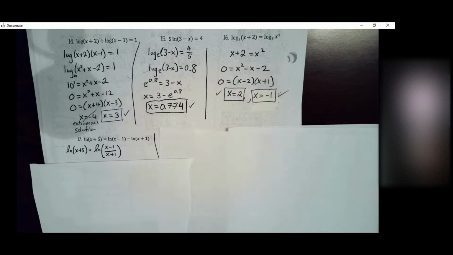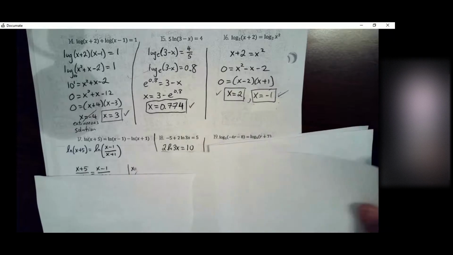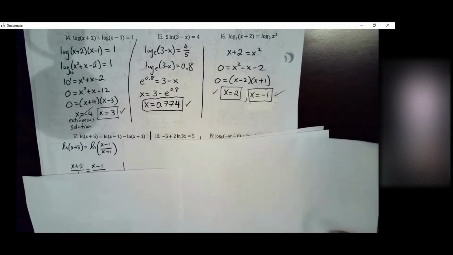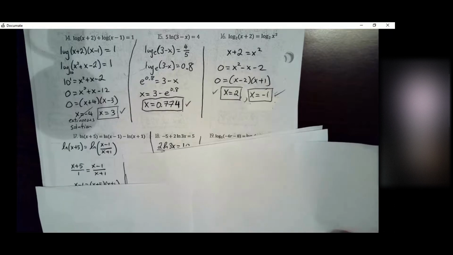So x plus 5 equals x minus 1, x plus 1. X minus 1 over x plus 1, right? Divided by. Right. Okay. Yes, sorry. So then can I cross multiply? Mm-hmm. X plus 5 times x plus 1 equals x minus 1.